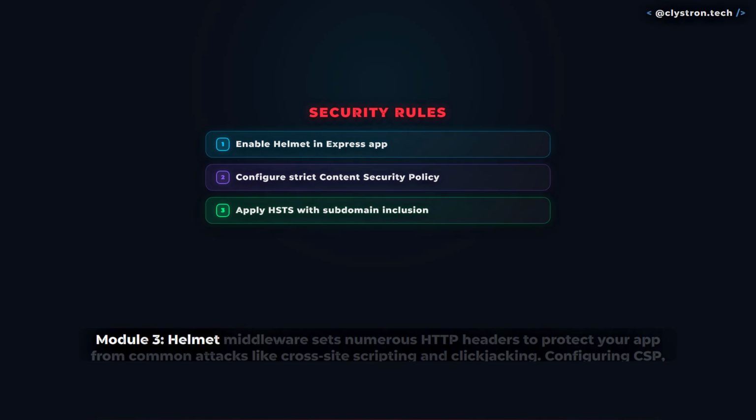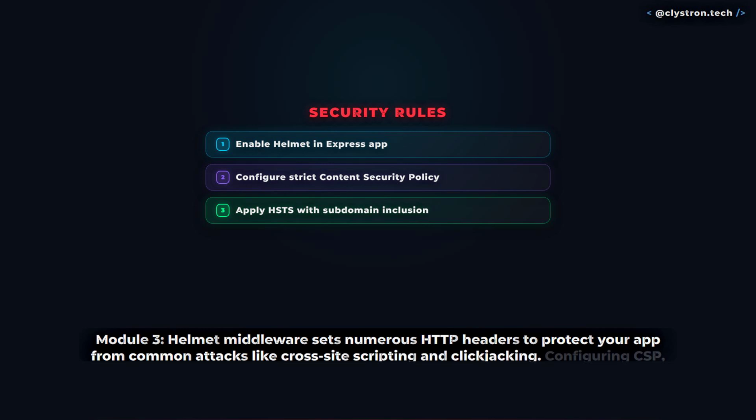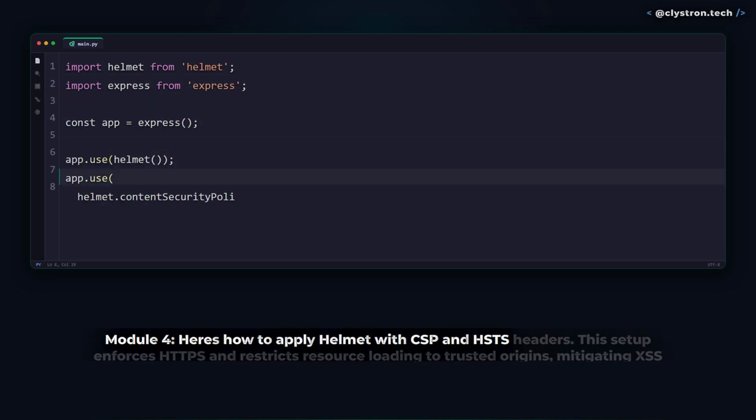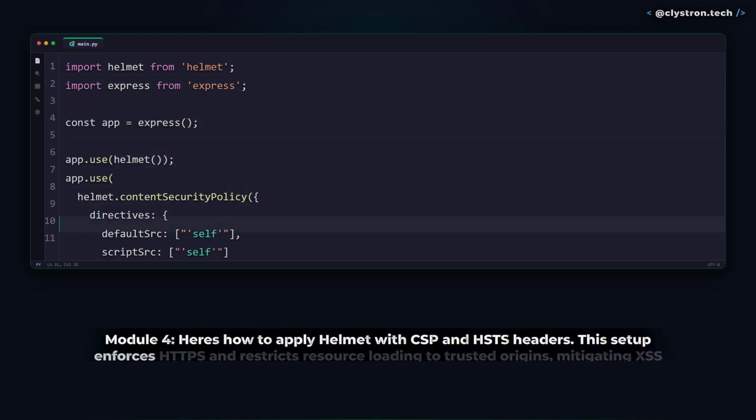Module 3. Helmet middleware sets numerous HTTP headers to protect your app from common attacks like cross-site scripting and clickjacking. Configuring CSP, HSTS, and content type options is critical for production security. Module 4. Here's how to apply Helmet with CSP and HSTS headers. This setup enforces HTTPS and restricts resource loading to trusted origins, mitigating XSS and protocol downgrade risks.